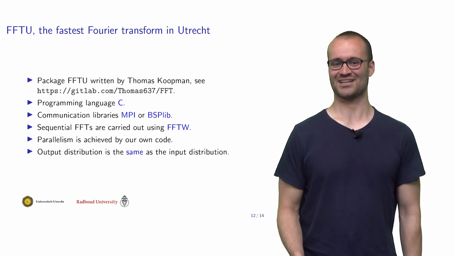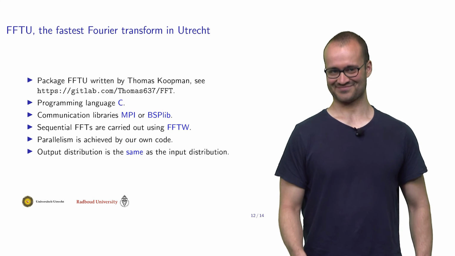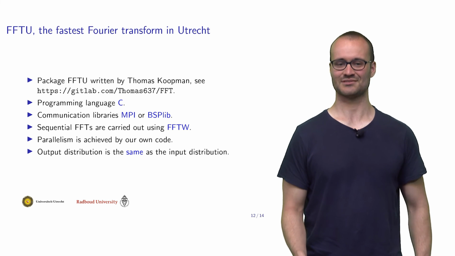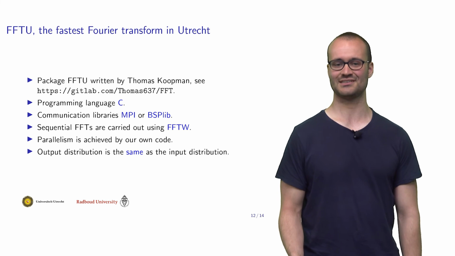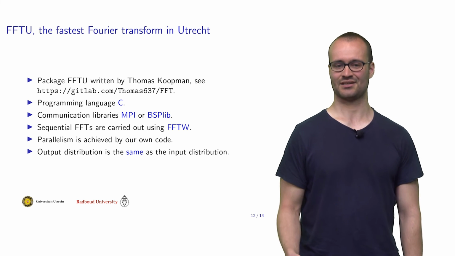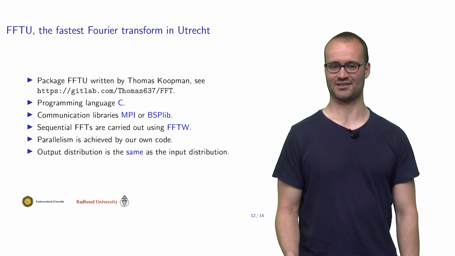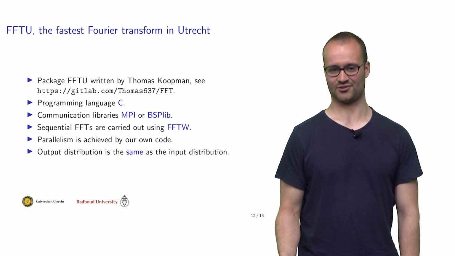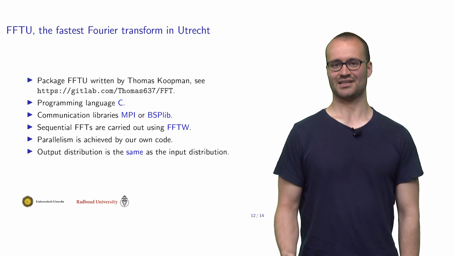So instead, we had to settle for the Fastest Fourier Transform in Utrecht, which I also implemented, and you can find that on GitLab. It is done in C, and there are 2 choices for communication library, either MPI or BSPlib. The sequential FFTs in the algorithms are done by FFTW, and the parallelism is achieved by our own code implemented in MPI or BSPlib. The input and output distribution are both cyclic.